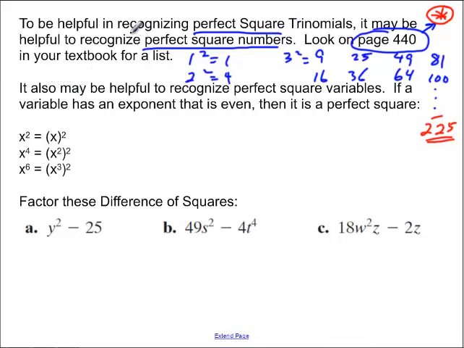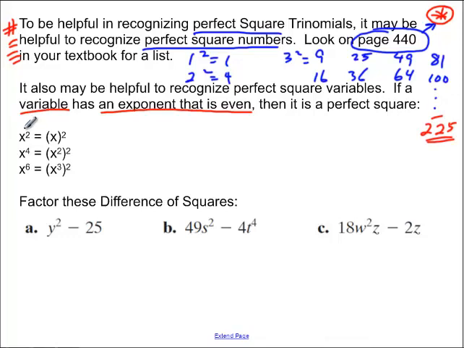So that's as far as numbers go. Here's some numbers that we will need to know. As far as the variables go, we will need to know that if an exponent is even on a factor, or on a term, then that is a perfect square.